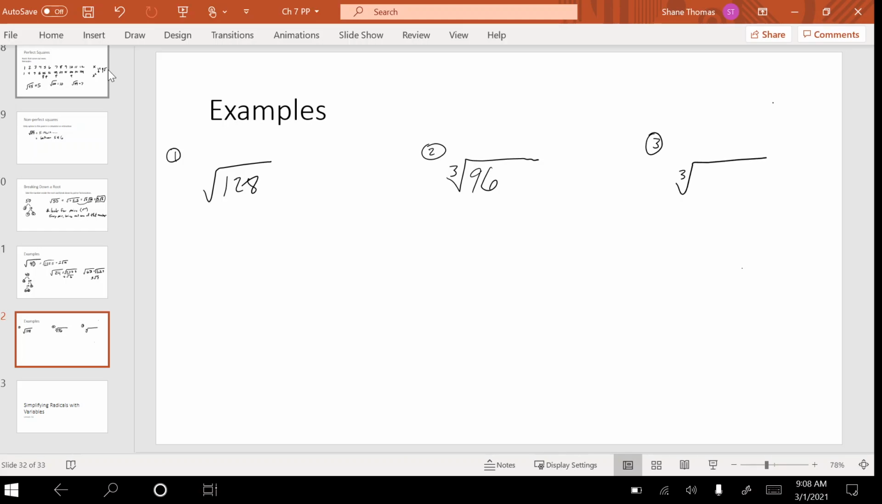So, there's a square root, a cube, and let's go another cube. Okay? There you go. There's your 3.